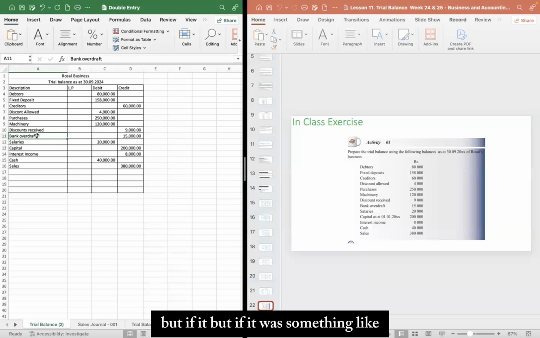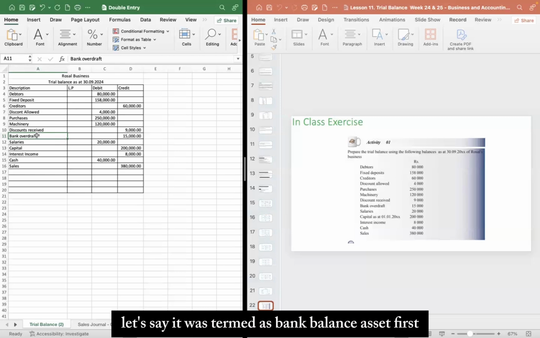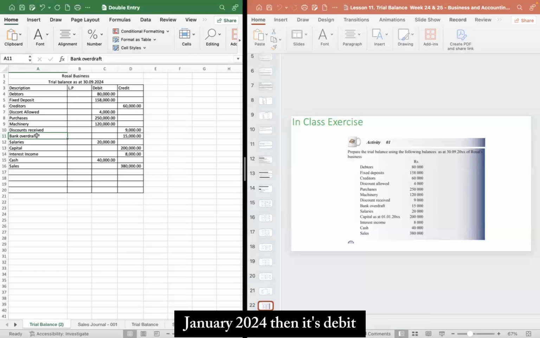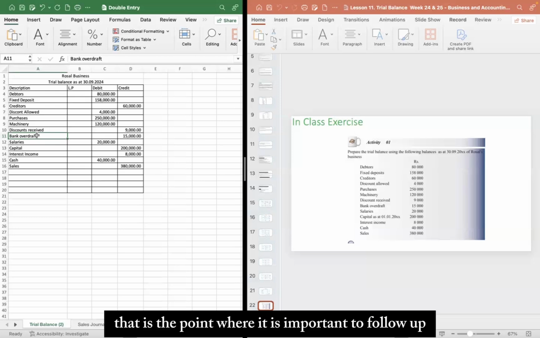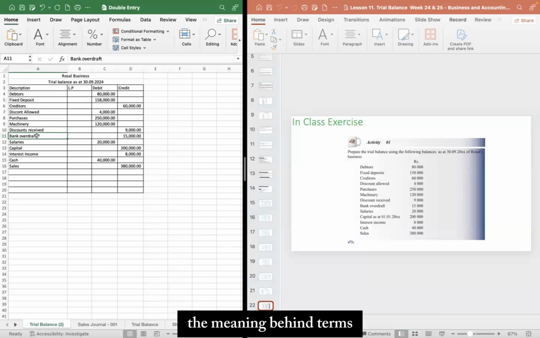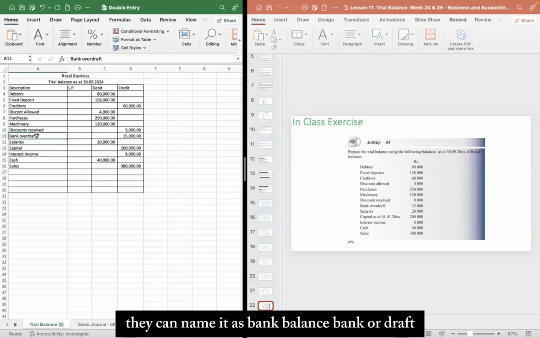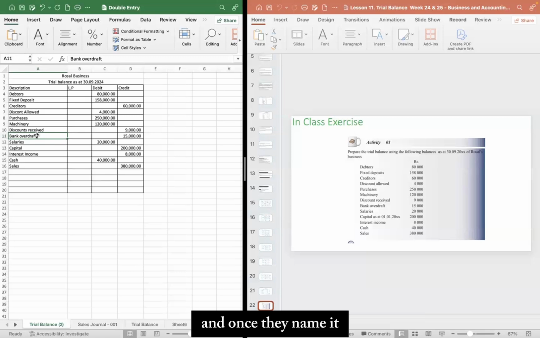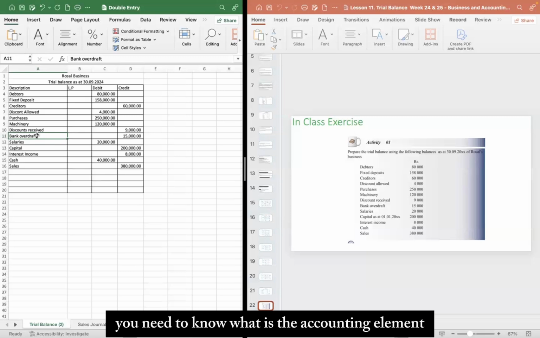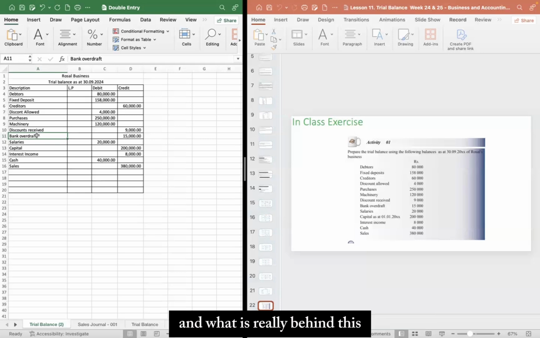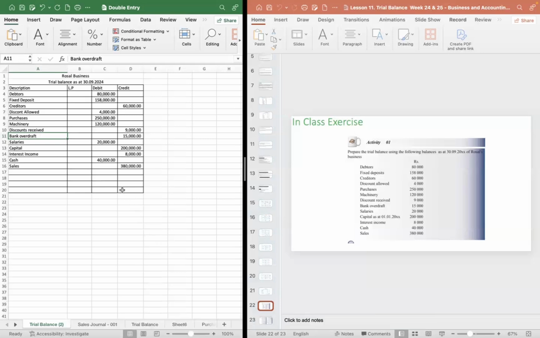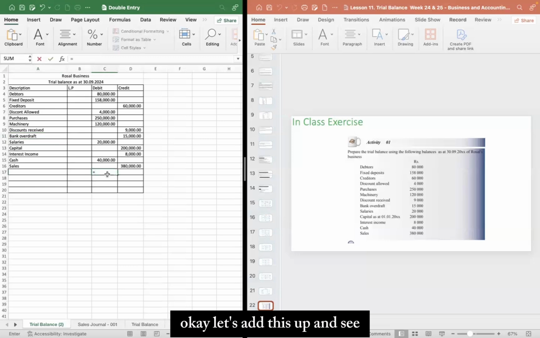But if it was termed as bank balance as at 1st January 2024, then it's debit. That is the point where it is important to follow the meaning behind terms rather than the term standalone. Sometimes the exam could be tricky. They can name it as bank balance or bank overdraft, and you need to know what the accounting element really is behind it. Okay, let's add this up and see.